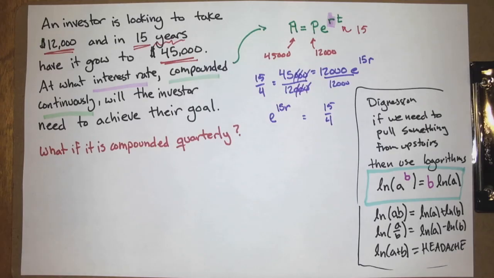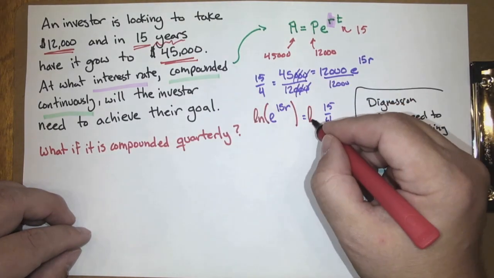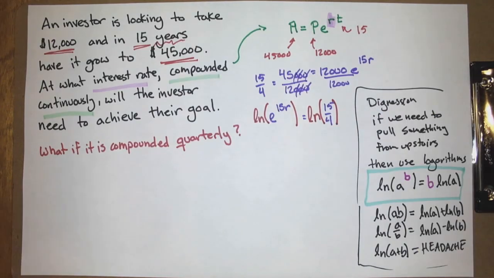Now what we're going to do is say, all right, let's pull out our log tool. Now, we have two things that are equal to each other. If two things are equal to each other, then if I do an equivalent thing with those, the result is still equal. So we've done things like add the same thing to both sides, multiply both sides by the same thing. And in this case, we're going to put both sides into the same function. And this is how we use the log function. So log of e to the 15r is log of 15/4.